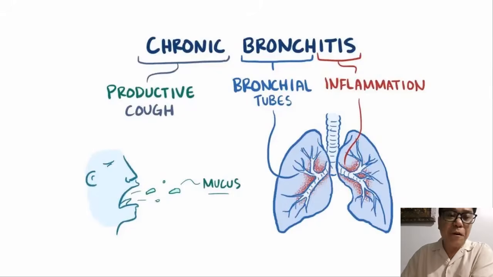For chronic bronchitis, since it's chronic, it's more than 6 months of having a productive cough, and there's already an inflammation of the bronchial tubes, and because of that, mucus is present. Just like what I told you a while ago, chronic bronchitis is also known as blue bloaters, because they are cyanotic and overweight, and cigarette smokers are prone to have chronic bronchitis. However, when we talk about cigarette smoking, it's not only the first hand.